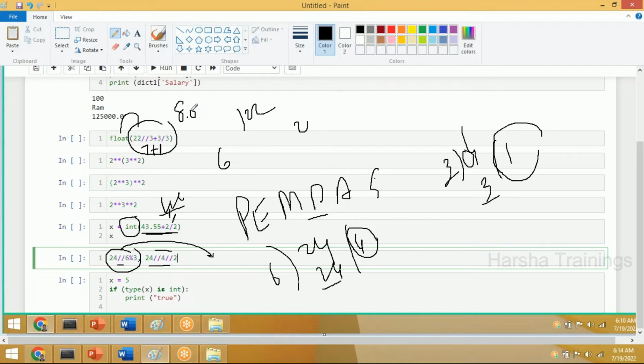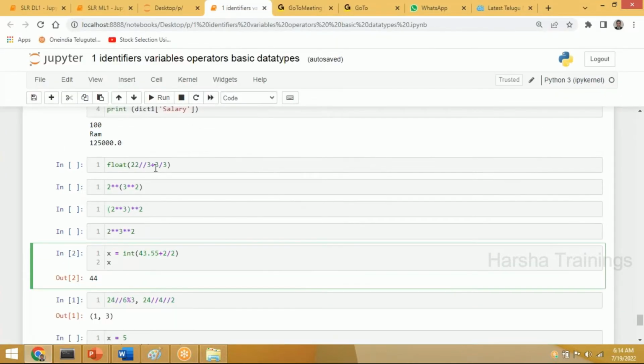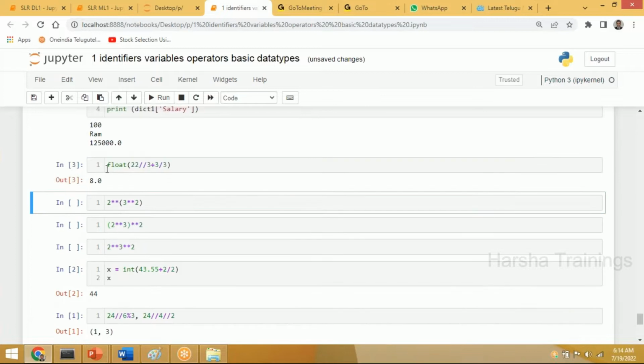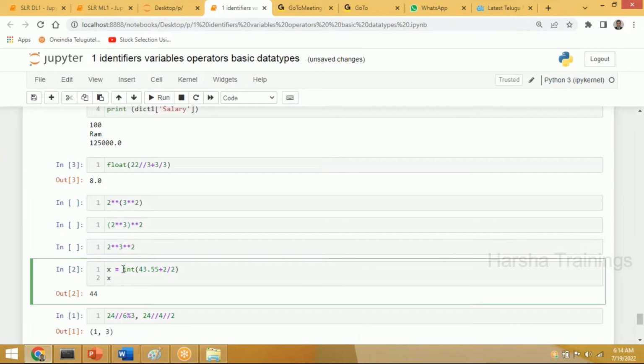Why I'm saying this, because float is a built-in function which converts any data into float. int is a built-in function which converts any data into integer. That's what I wanted to show in this.